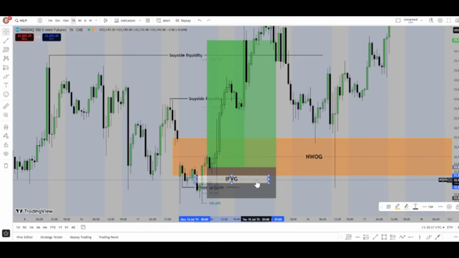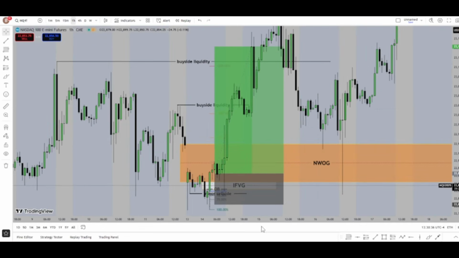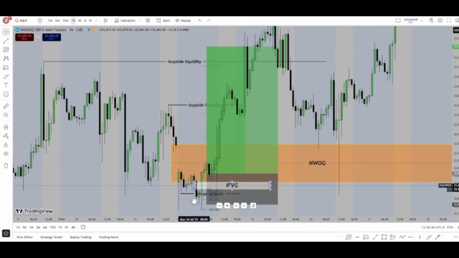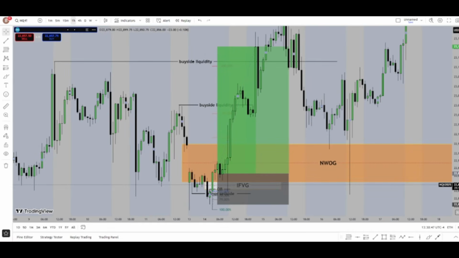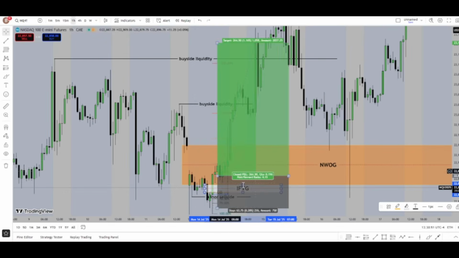The entry. Once the MSS and displacement are in place, the trade entry is simple. We wait for price to return to the fair value gap left behind during displacement. That's the entry point. It's like waiting for the tide to pull back before it crashes again in the same direction. This is also where the optimal trade entry, or OTE, retracement comes into play. Often the best entries happen around the 62% retracement of the displacement leg.